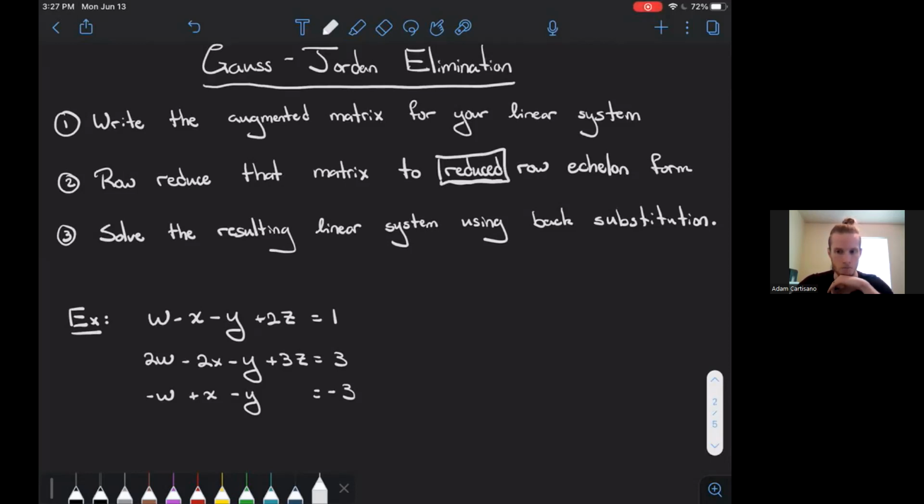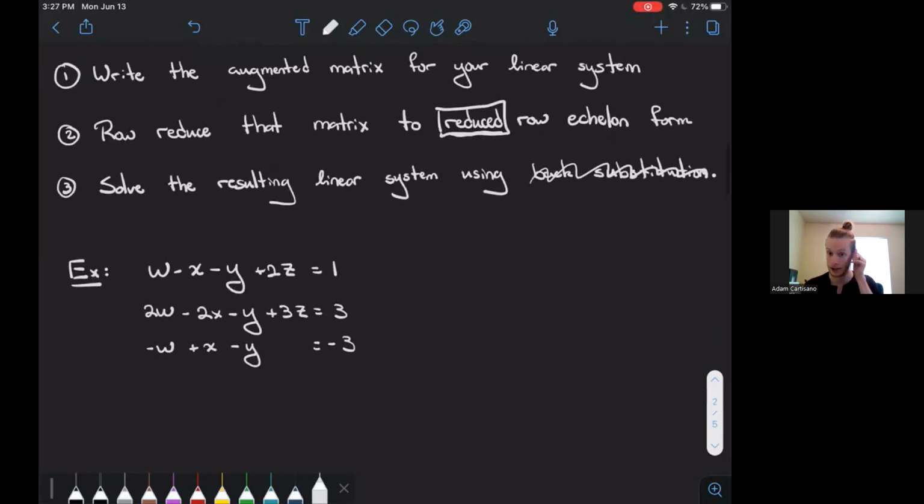But this back substitution is misleading. Because of the shape of reduced row echelon form, we don't just do back substitution to solve the resulting linear system. We just read off the final answer. So I'm going to show you what that looks like, and we'll bring up an example that we used last time.